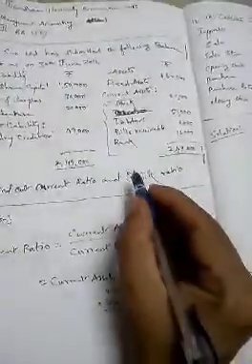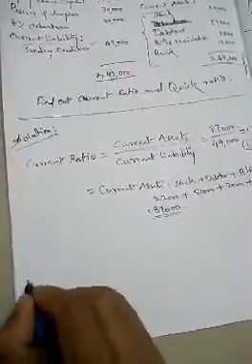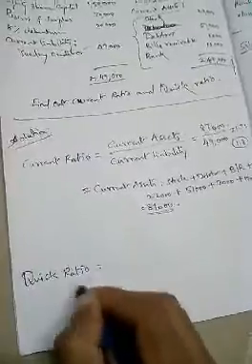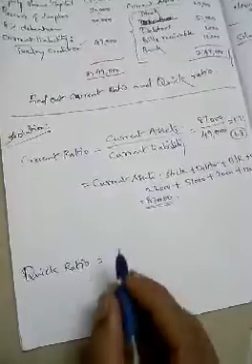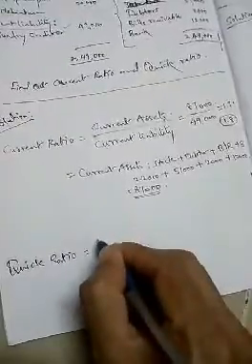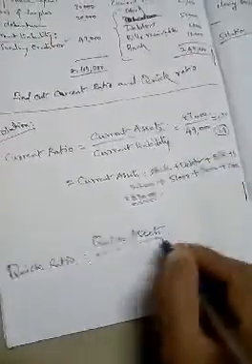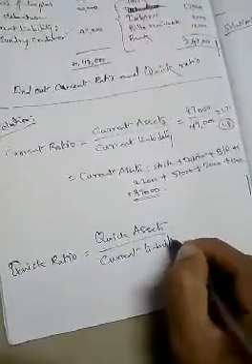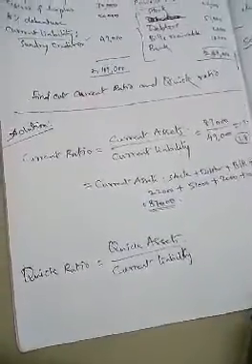Now the second thing they ask in the question is the quick ratio. For the quick ratio, another name is acid test ratio, and another name is liquid ratio. For the quick ratio the formula is quick assets divided by current liability. So this is the current quick ratio formula.